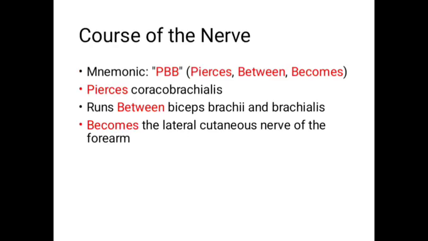So, there is a mnemonic that can help you remember the course of the musculocutaneous nerve. This mnemonic is PBB, which is pierce, between, and becomes. It pierces the coracobrachialis, it runs between the biceps brachii and the brachialis, and it becomes the lateral cutaneous nerve of the forearm. With PBB, you can remember the course of the musculocutaneous nerve: pierce, between, and becomes.